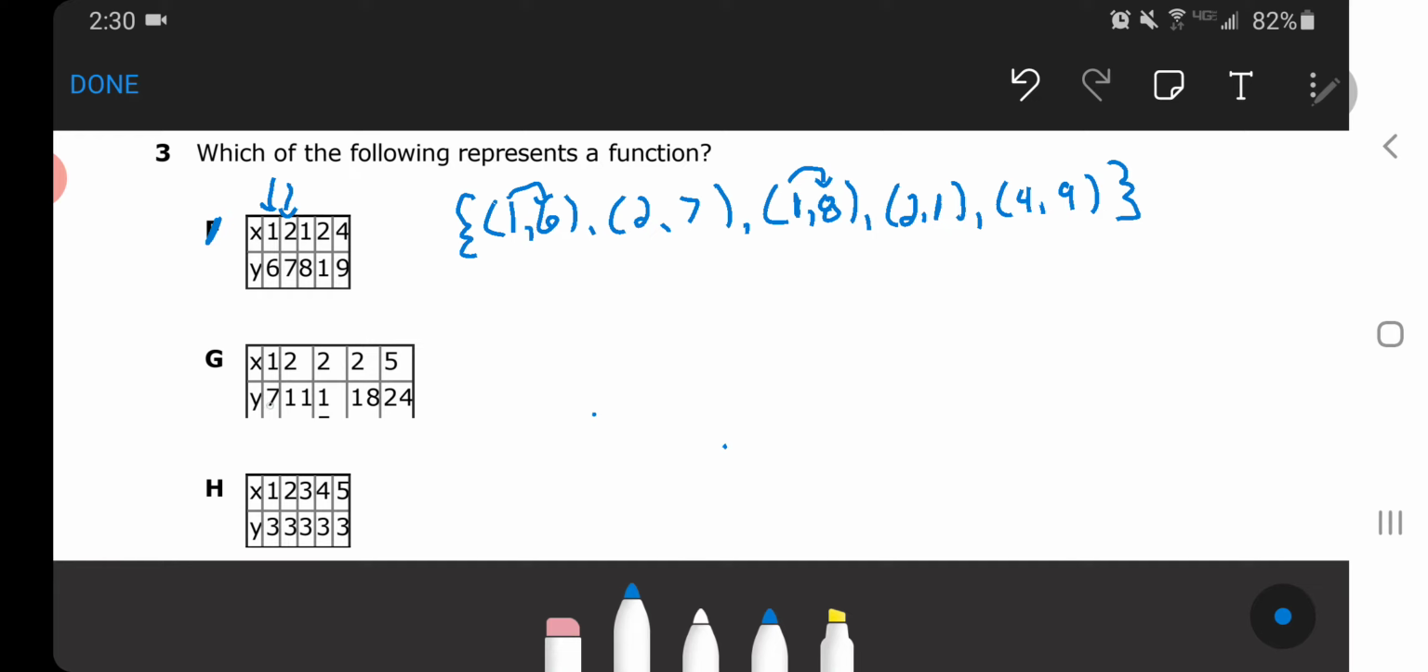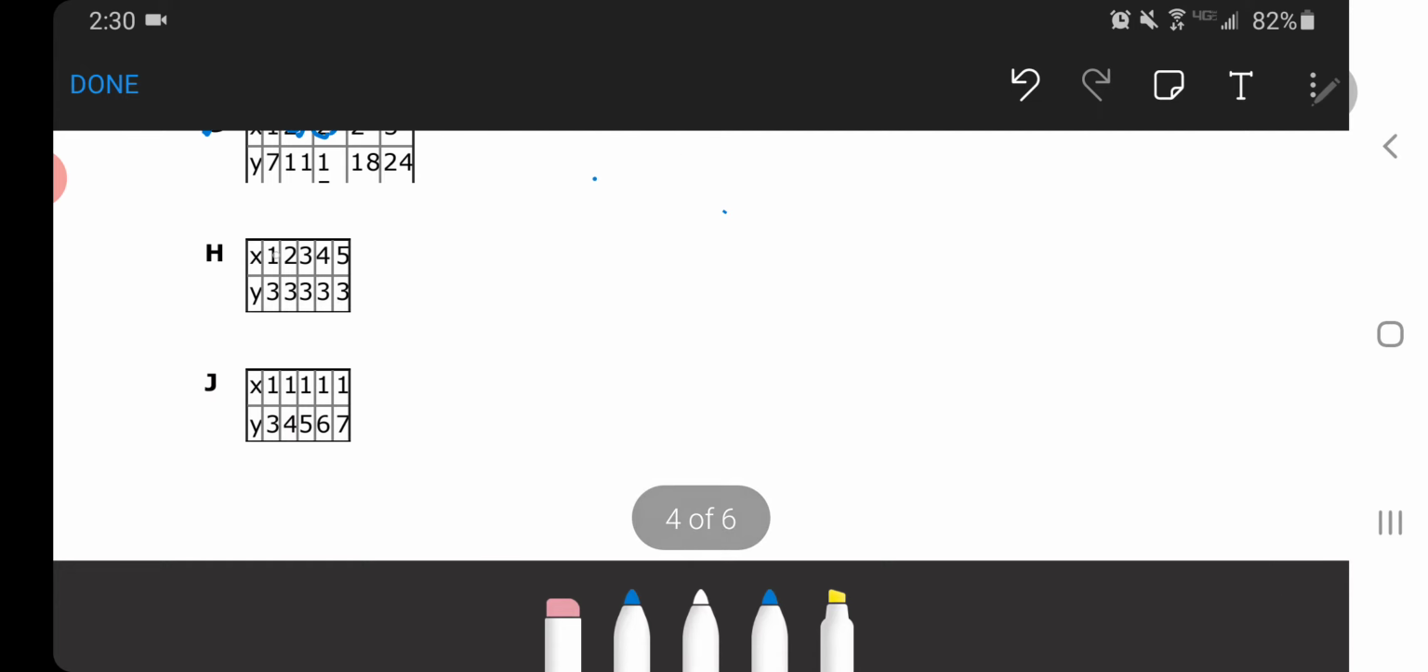We got 1, 7, 2, 11, 2, 1. Once again, my domain member 2 goes to two different Y values, so he's not a function. Let's look at H. 1 goes to 3, 2 goes to 3, 3 goes to 3, 4 goes to 3, and 5 goes to 3. Once again, that's fine. Kind of trying to trick you up, but each domain member that we have here, 1 just goes to 3, 2 just goes to 3, 3 just goes to 3, 4 just goes to 3, and 5 goes to 3. Once again, it does not matter if the Y repeats. It's about the X repeating. J, well, we can see X repeats like crazy, so of course he's not a function.